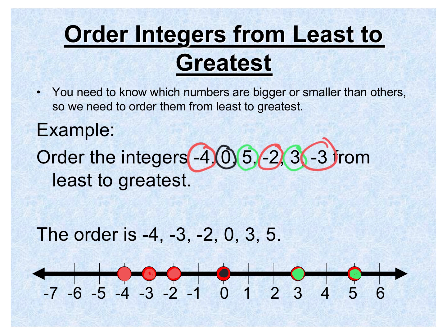All right there. And then the order is just going to be the order that you see them from left to right. From left to right is from least to greatest. And the order that they appear is -4, -3, -2, 0, 3, and 5.